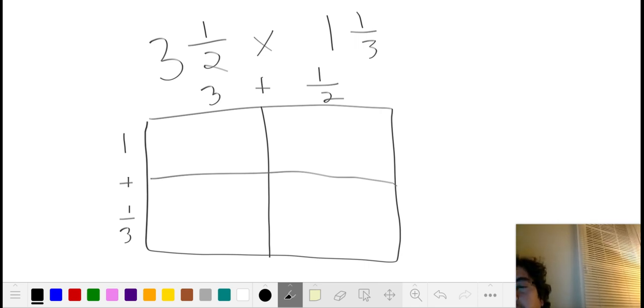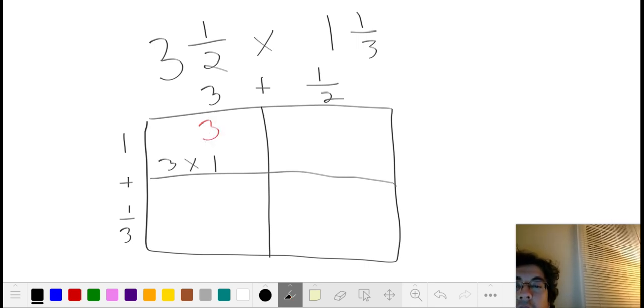So in this first box here, we're going to multiply the whole numbers 1 and 3. And that, of course, gives us the product 3. And in the box to the right, I have 1 times 1/2. And that's going to give me 1/2. Because anything times 1 is just going to get you that other factor.